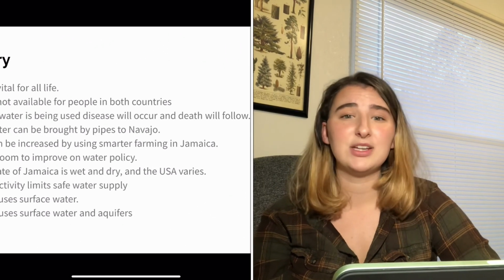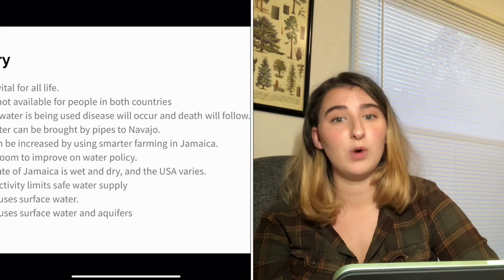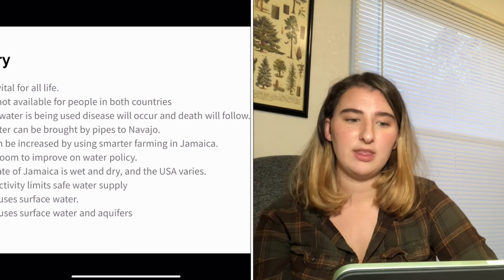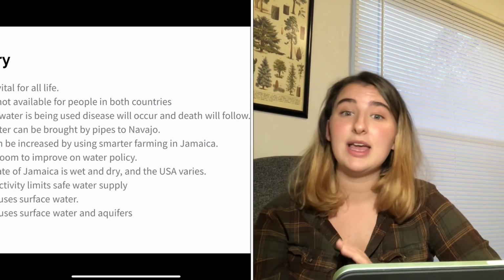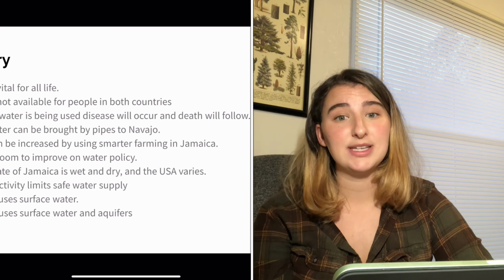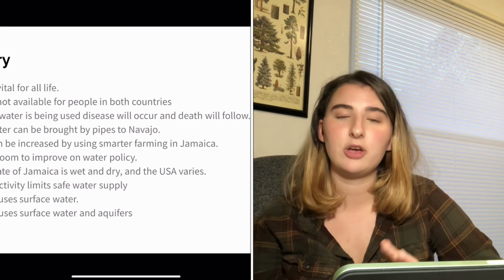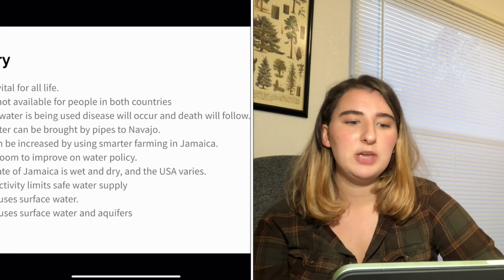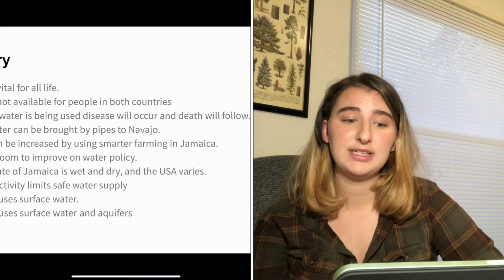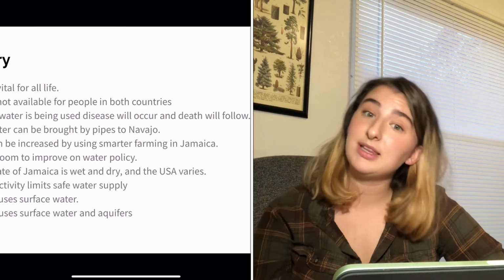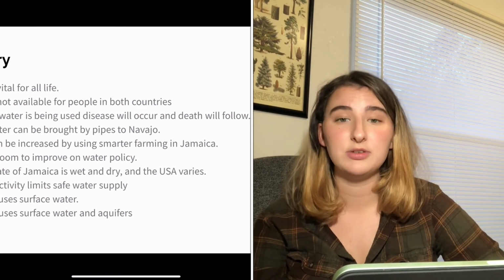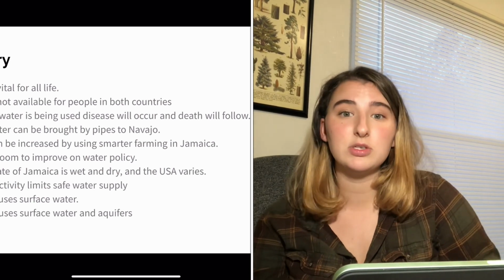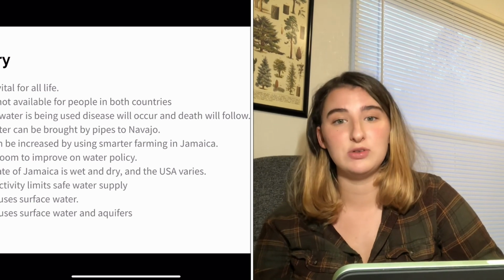In both areas, there's room to improve on water policy, like in Jamaica, making sure that there is potable water by 2030. The climate of Jamaica is wet and dry, so it does see droughts. The United States is a large region home to many climates, so there's different issues in different regions. Human activities do limit the safe water supply. The USA mainly uses surface water besides groundwater being used for personal use, and Jamaica uses both for public use, their rivers, or in drier regions using aquifers.